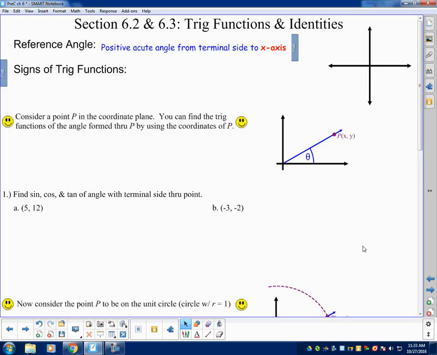So that's what we're using to associate pi over 6, pi over 4, pi over 3 with the special right triangles, is that reference angle. For example, I might have an angle all the way over here. I would call theta the reference angle here.